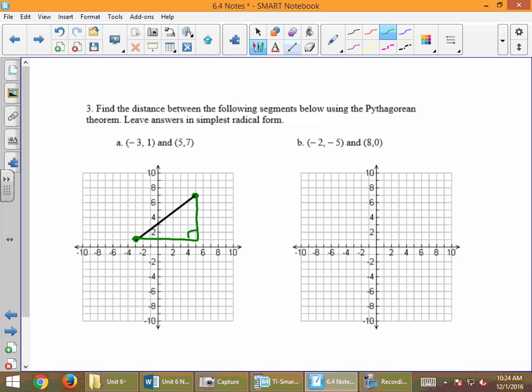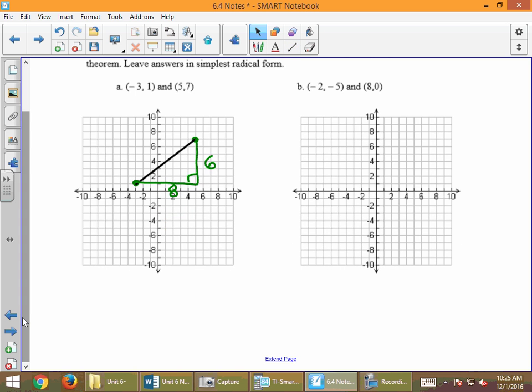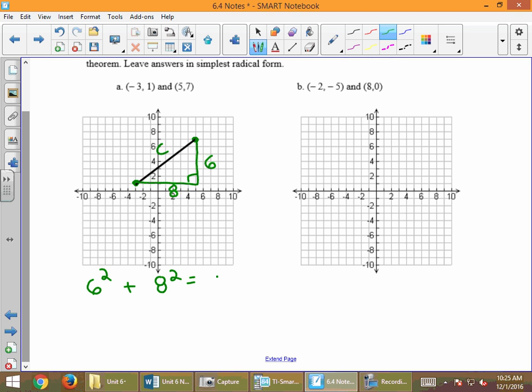Okay, we're going to count, same thing we did before. 1, 2, 3, 4, 5, 6, 7, 8. And the other one is going up here. 1, 2, 3, 4, 5, 6. And again, we're going to use our Pythagorean theorem. A squared plus b squared equals c squared. We told you every time you do this, this is going to be your c value. That's why it's nice, because that's always your c value. The other two numbers you have are the legs. So I'm going to say 6 squared plus 8 squared is equal to c squared.